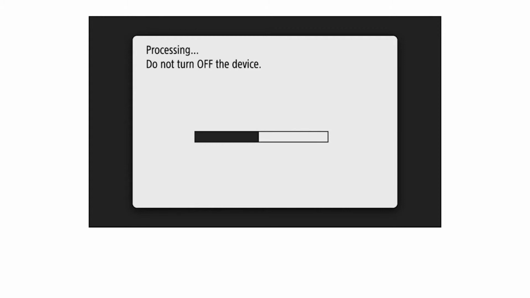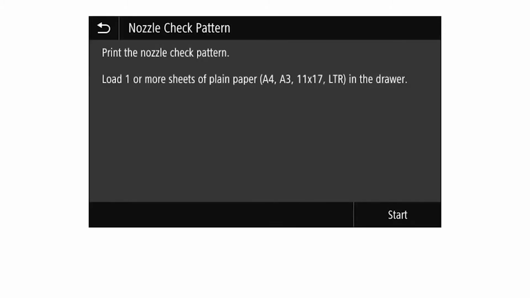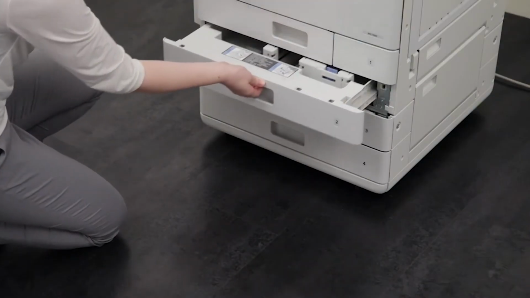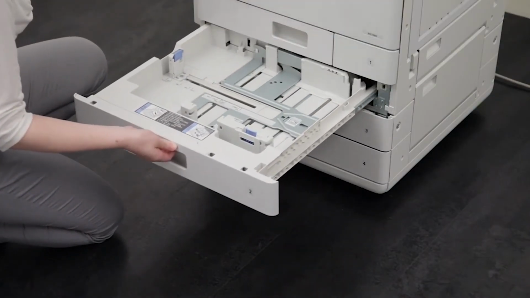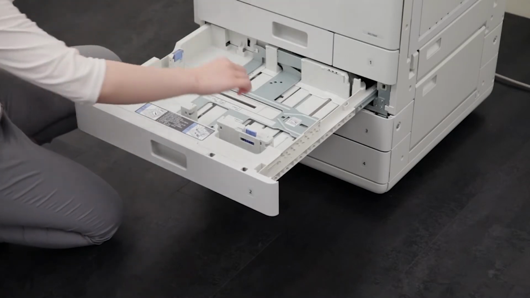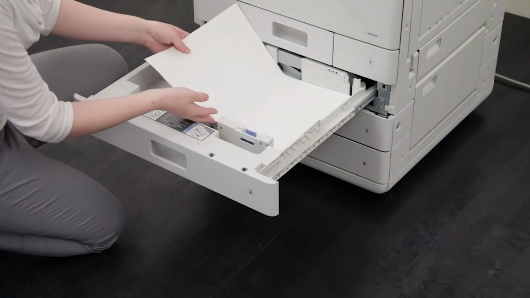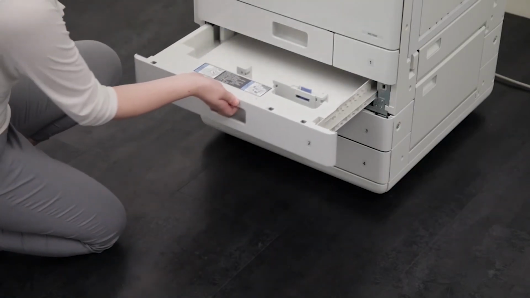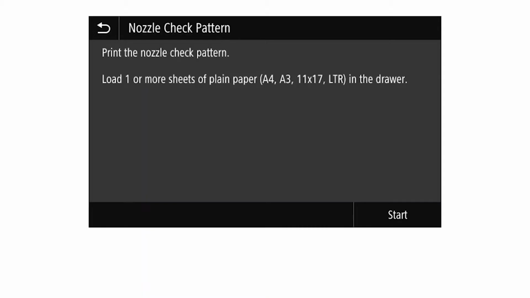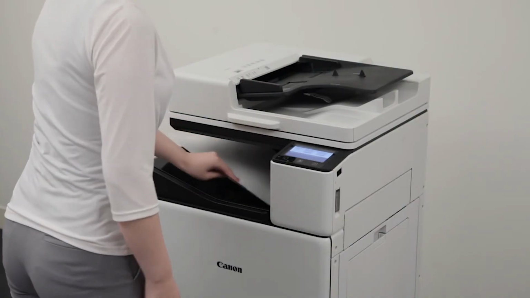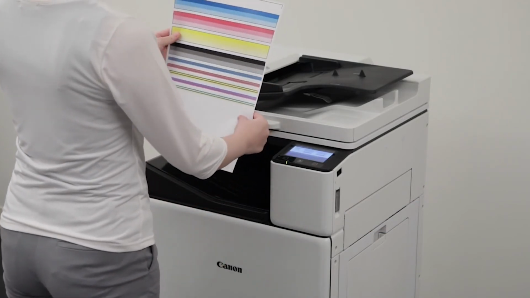Upon completion, you will be prompted to print a nozzle check pattern by loading one or more plain sheets of paper. To do this, pull out the paper input drawer and adjust the paper guides to your desired paper size. Today, we're using an A3 size. Load the paper and replace the drawer. Press Start on the operations panel. The machine will now print a nozzle check pattern and ask you to check it.